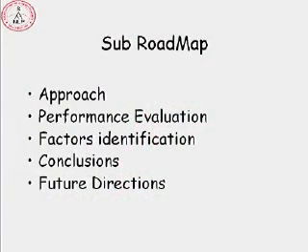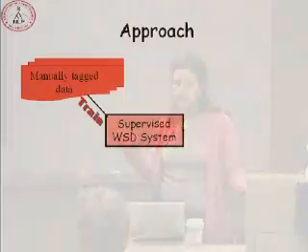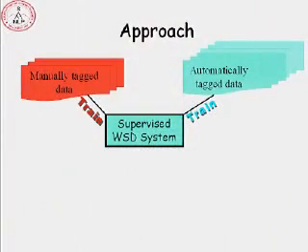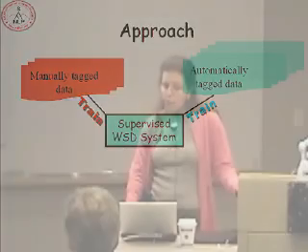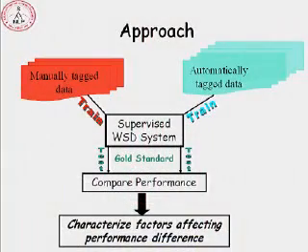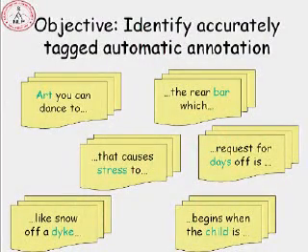Just to give you a roadmap on this specific section of the talk, I'm going to talk a little bit about the approach and then how I evaluate, and specifically how I characterize these factors in order to determine which ones are the correctly labeled data. So the approach is basically to take a supervised WSD system trained on manually tagged data, train the same exact system on automatically tagged data, and then compare the performance. Based on that performance ratio, I'll talk about the evaluation metric later, I characterize factors that affect the performance difference between the system when trained on manually tagged data versus the system when trained on noisy data, so to speak.